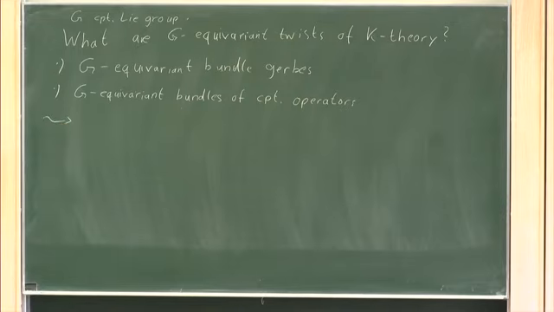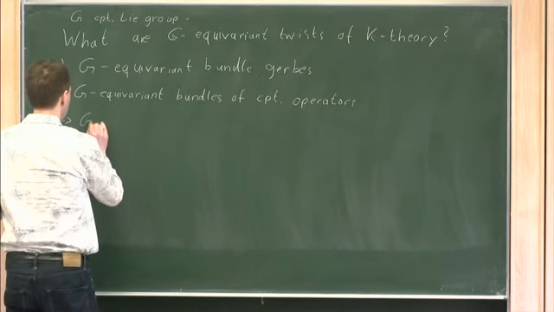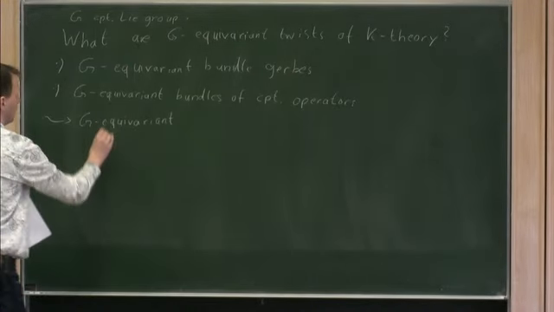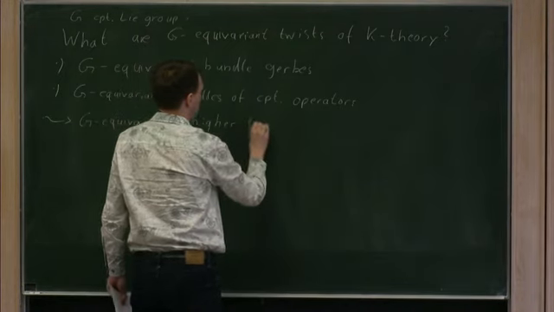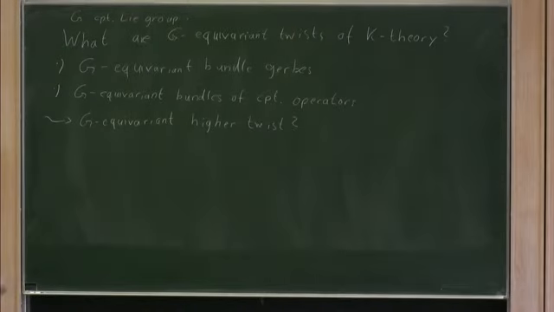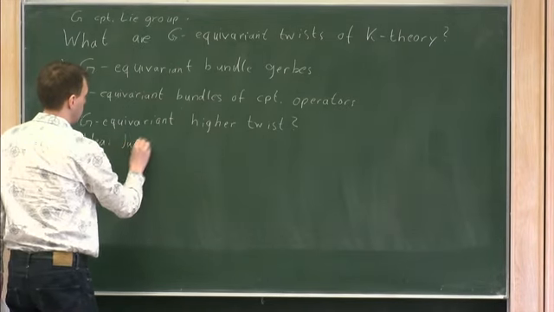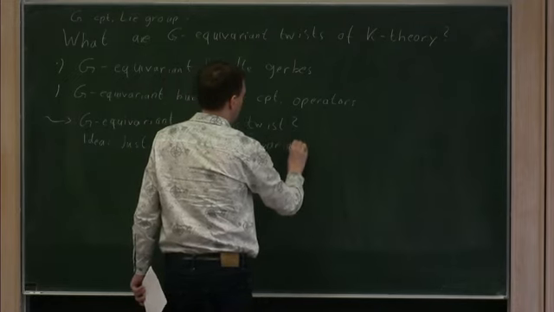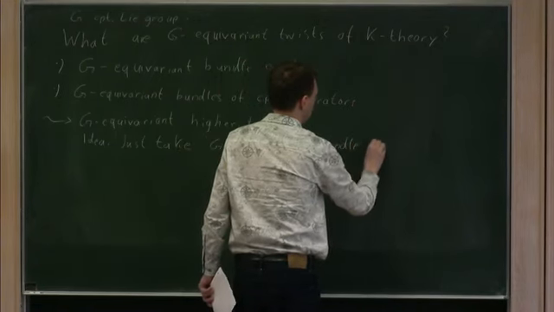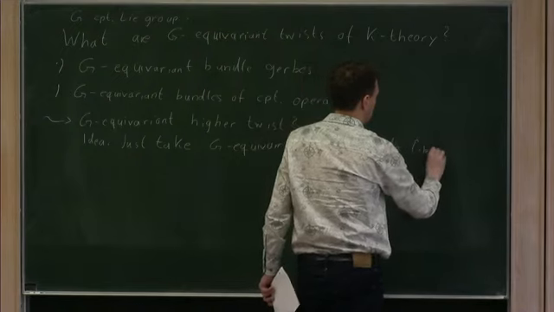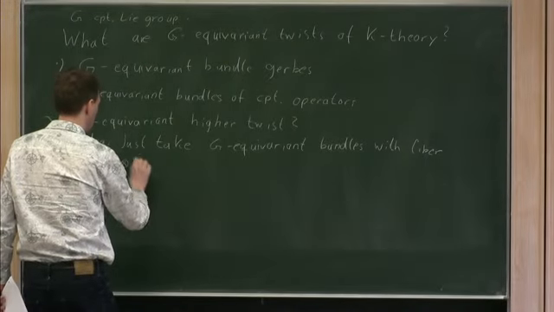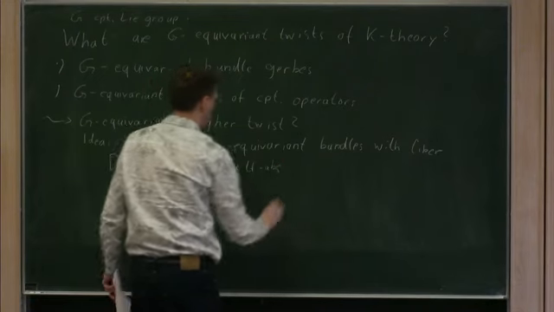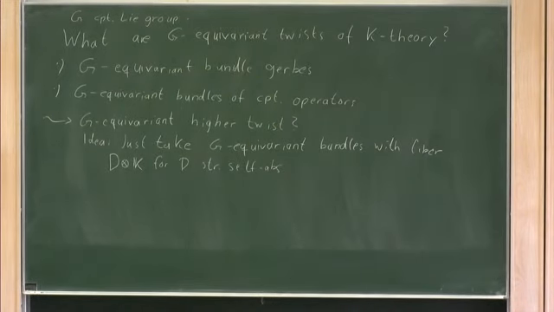But having this model for the non-equivariant twist, it's very tempting to just say, well, G equivariant higher twists should be, so the idea, just take G equivariant bundles with fiber D tensor K for D strongly self-absorbing. Right? This is what's sort of suggested by this model.